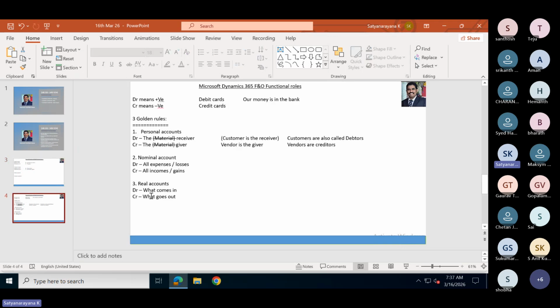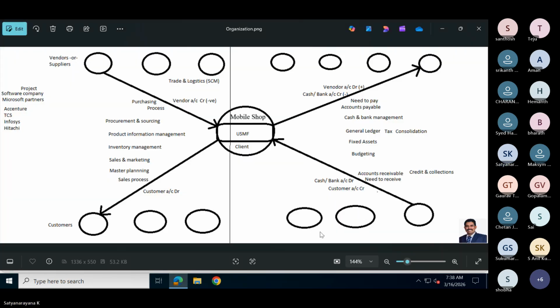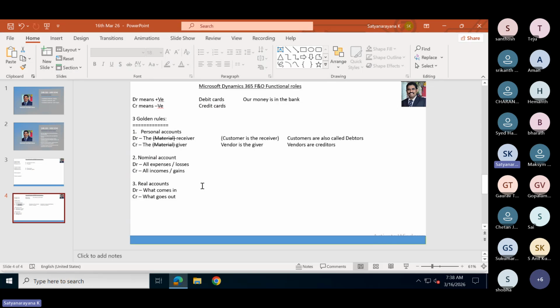Now real accounts. Here, debit what comes in, credit what goes out. Because you are receiving material, you are paying money to the vendor. Here you are receiving money from the customer. So debit what comes in, money. Credit what goes out, money.